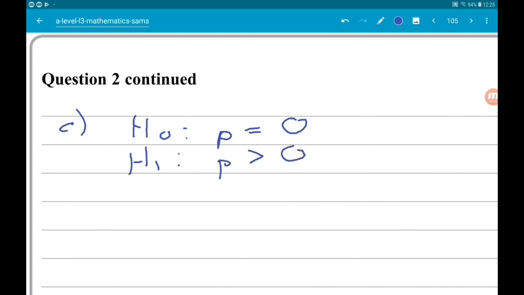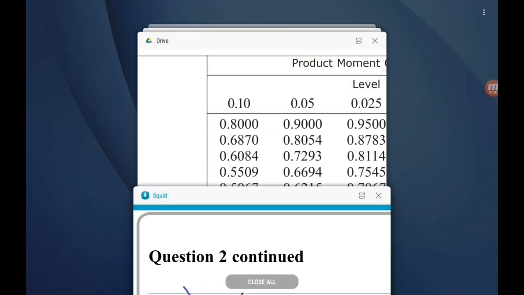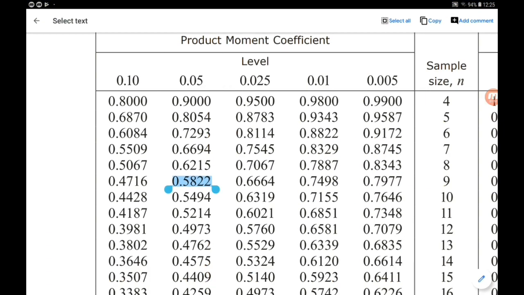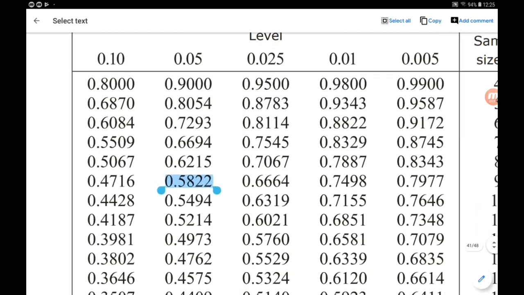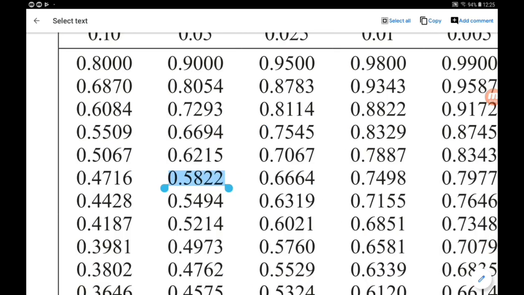So it's a one-tailed test. All we need to do is find the critical value, which we can do using the tables. So the critical value, these are in your formula sheets. So our sample size is 9, we're at the 5% level, so we want this highlighted value, 0.5822.